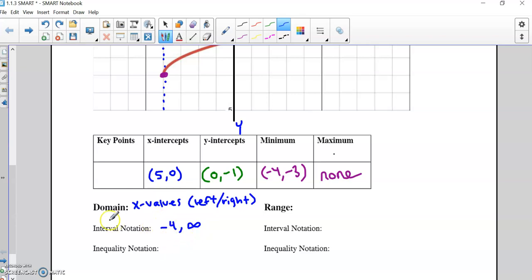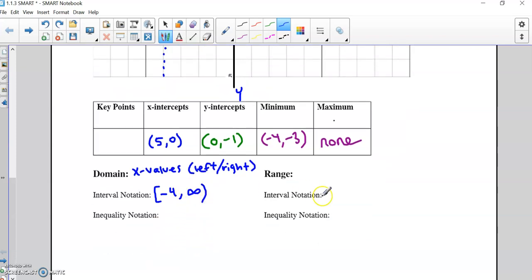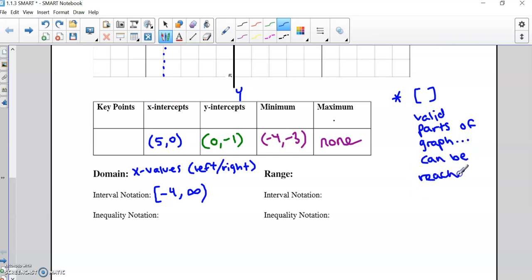Now, the last piece that's important about interval notation is that you need to put brackets or parentheses. Since -4 is actually a valid point on the graph, we're going to put a bracket. But infinity, because we can't ever reach infinity, we're going to put a parenthesis. As a little note to take here, brackets mean that those are valid parts of the graph. They can be reached, like -4 is actually a point on the graph, whereas parentheses mean you cannot reach that value. For the most part, we'll just use parentheses with infinities. There are circumstances where you do it with other stuff, but for now, it's for infinities.